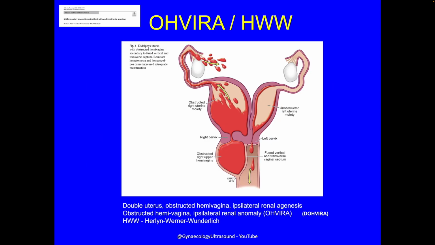And that's this one, where you've got a double uterus, and then you've got a septum in the vagina, which is causing complete obstruction on one side, causing a hematocolpos and a hematometra, and you get retrograde menstruation and possibly endometriosis too. And in this abnormality, there's no kidney on the affected side, so important to diagnose. I think of this as OHVIRA, but of course it was always known as Herlyn-Werner-Wunderlich previously.